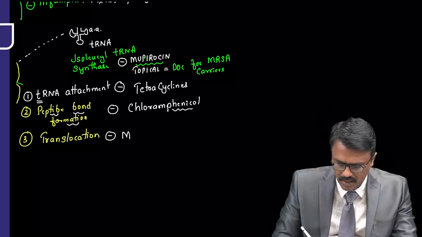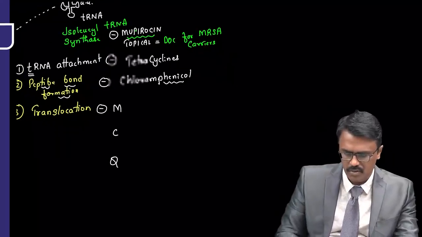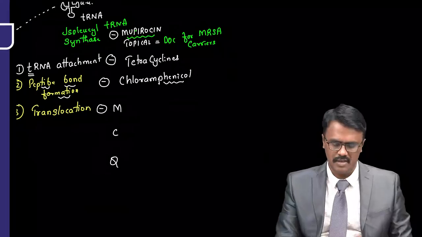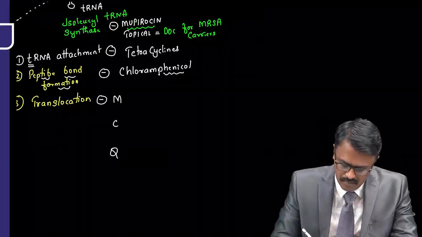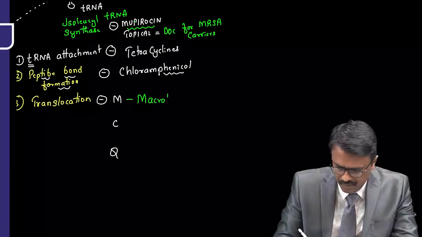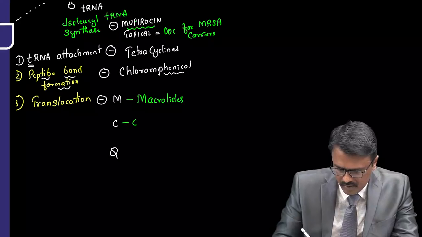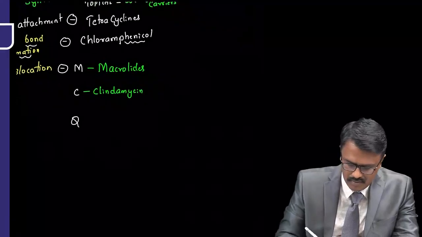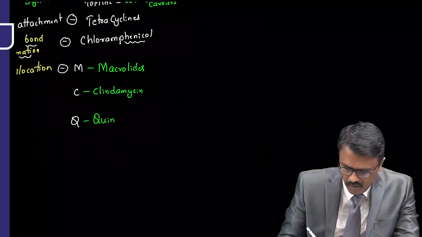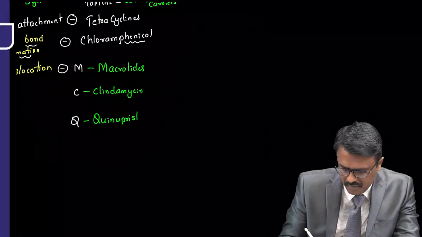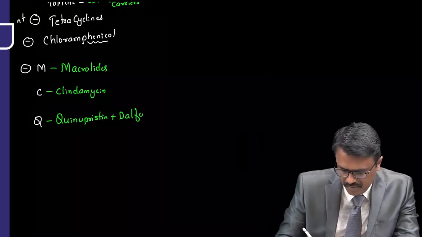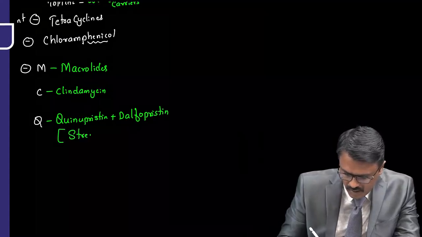The translocation step is blocked by the MCQ drugs. Now you remember, if you solve the MCQs, obviously you will be translocated to the PG level. So M stands for the macrolides, C stands for clindamycin, and Q is a combination of quinupristin plus another drug called dalfopristin. This group of drugs is called streptogramins.